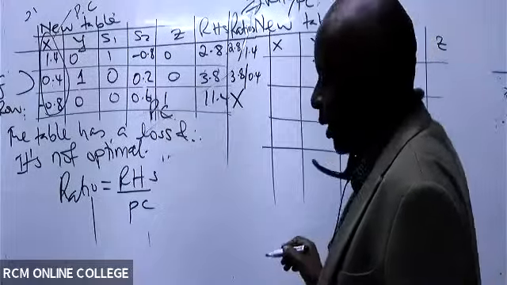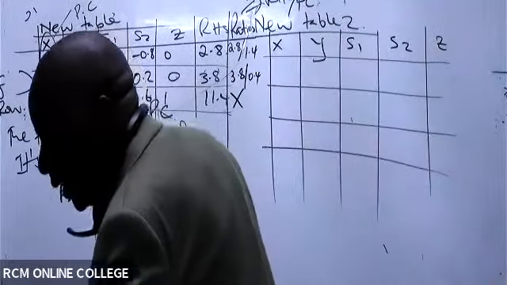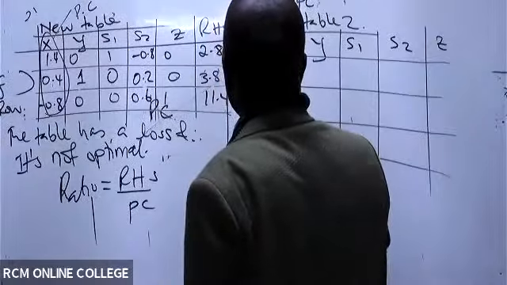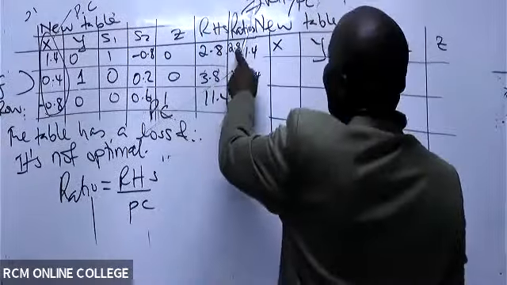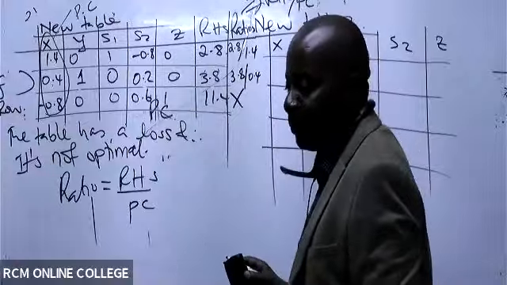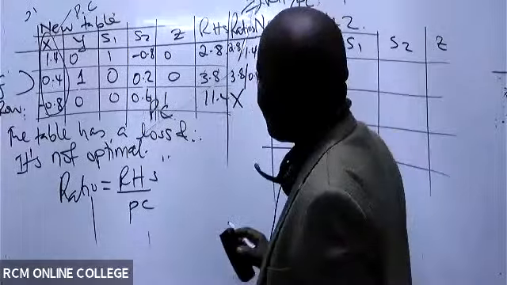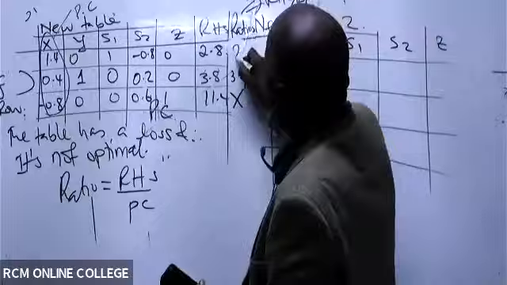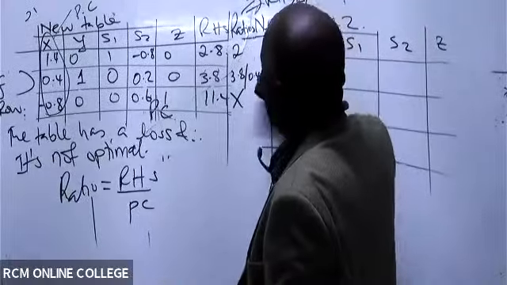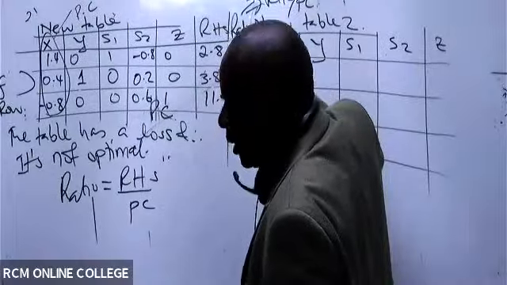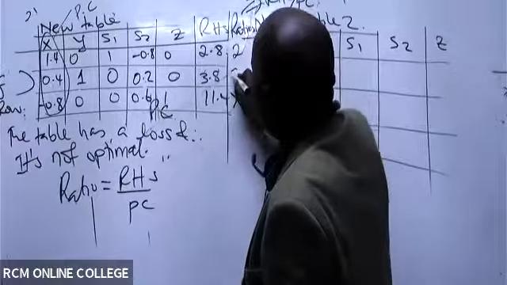Now please go ahead and give me these ratios. What are the ratios? 2.8 divided by 1.4 gives me what figure? They are telling me it is 2. And 3.8 divided by 0.4 gives me what? It gives me 9.5. Thank you very much, 9.5.